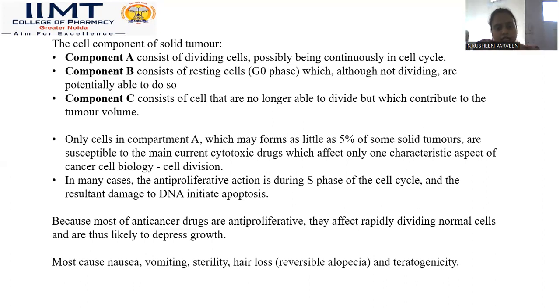Next, only cells in component A, which may form as little as 5% of some solid tumors, are susceptible to the main current cytotoxic drugs, which affect only one characteristic aspect of cancer cell biology, which is cell division. In many cases, the anti-proliferative action is during S phase of the cell cycle, and the resultant damage of the DNA initiates apoptosis. Because most of the anti-cancer drugs are anti-proliferatives, they affect rapidly dividing normal cells and are thus likely to depress growth. Most cause nausea, vomiting, hair loss, and teratogenicity.